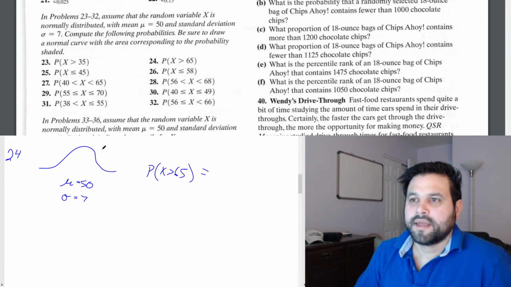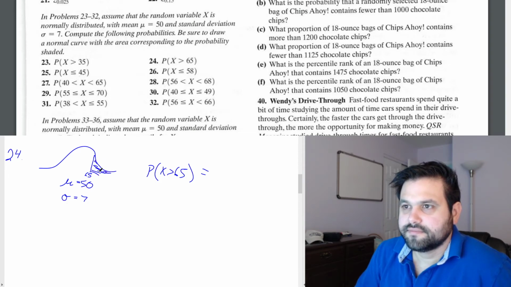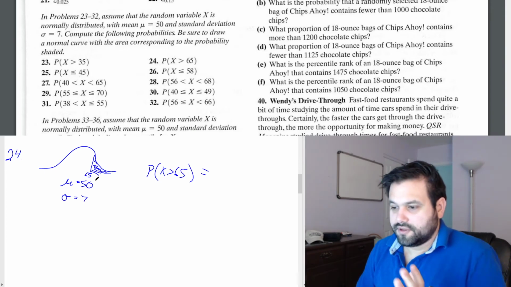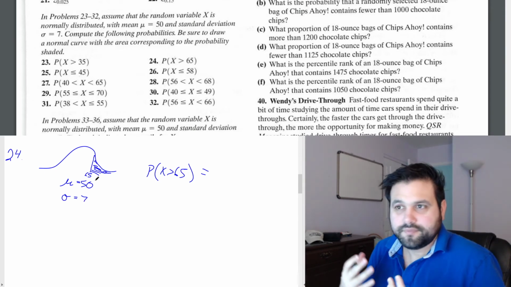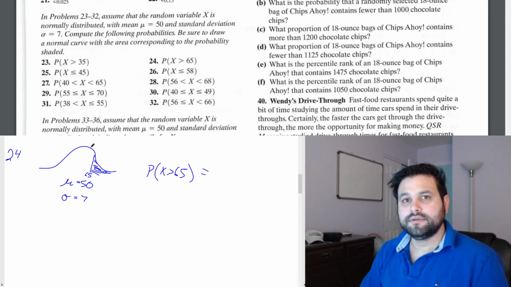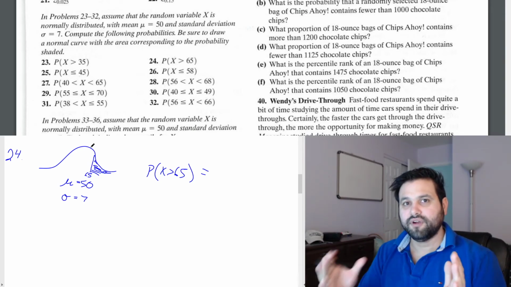Okay, so 65 is going to be somewhere over here maybe, right? I'm just going to approximate that. And I'm looking for this area. I'm looking for the area to the right. So with normal CDF, I can just do this based on the bounds, right? Lower bound is the left side of the shaded area, and upper bound is the right side of the shaded area.